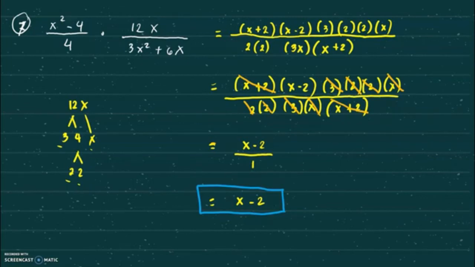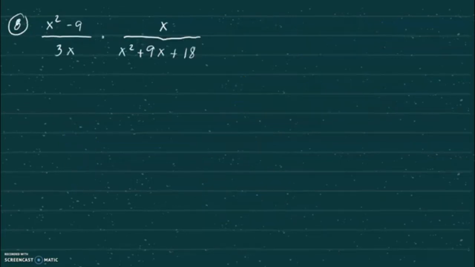Okay. Now, next, let's have the last example: (x squared minus 9) over 3x times x over (x squared plus 9x plus 18). Instead of multiplying right away x squared minus 9 by x, examine first your rational expressions. Is there a numerator or denominator that is factorable? So let's try to see.